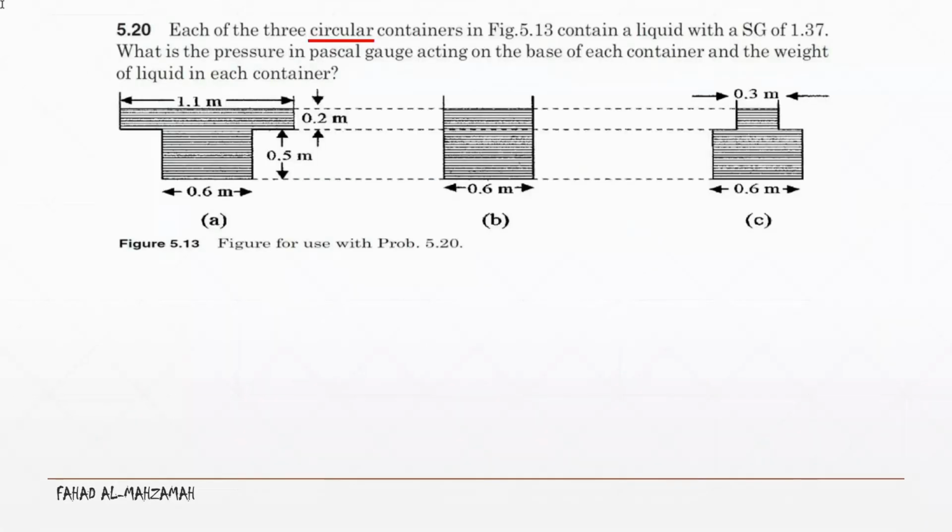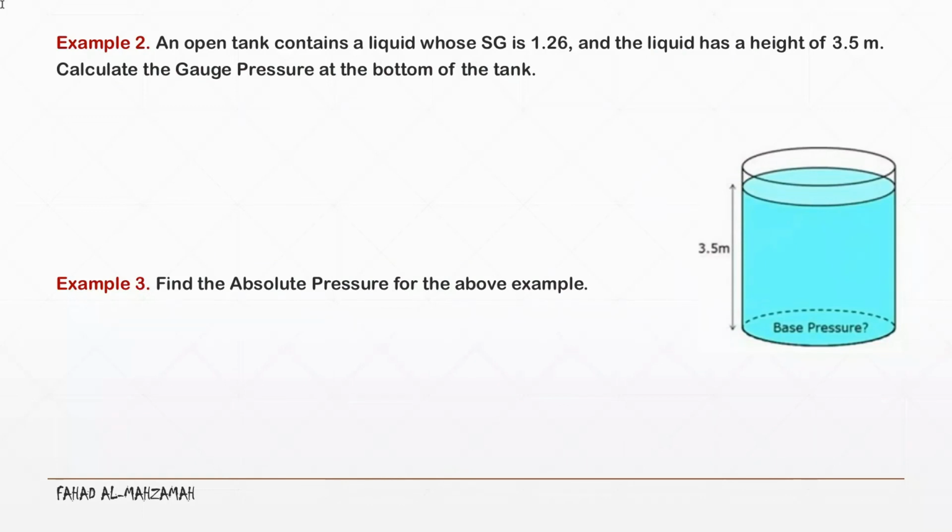Okay. Now, the second question, it says an open tank contains a liquid whose SG, which is a specific gravity, equals 1.26. And he continues and says, and the liquid has a height of 3.5 meter as shown in the tank. So here the height or the depth is equal to 3.5 meter. The question, he said, calculate the gauge pressure at the bottom of the tank.